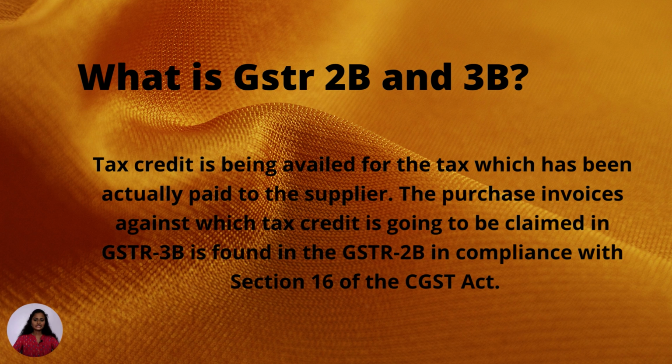What is GSTR-2B and 3B? Tax credit is being availed for the tax which has been actually paid to the suppliers. The purchase invoice against which tax credit is going to be claimed in GSTR-3B is found in GSTR-2B, in compliance with Section 16 of the CGST Act. The tax credit which is going to be claimed using the purchase invoice in GSTR-3B is found in GSTR-2B.